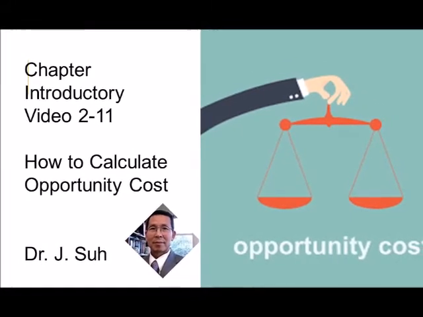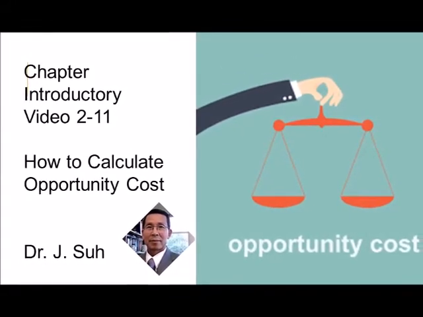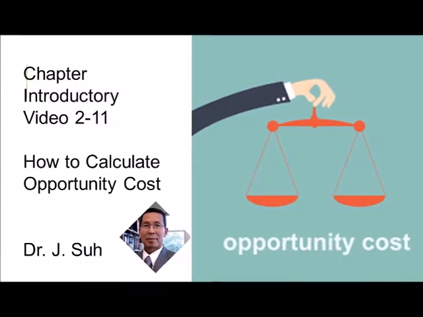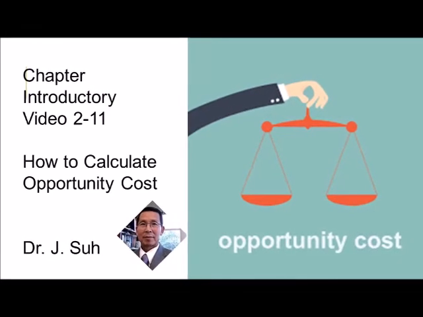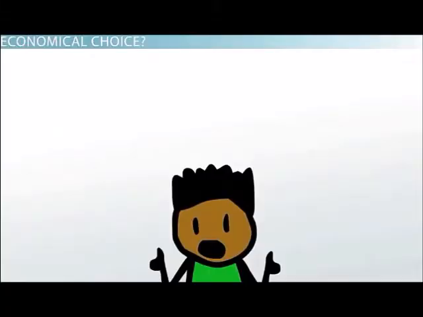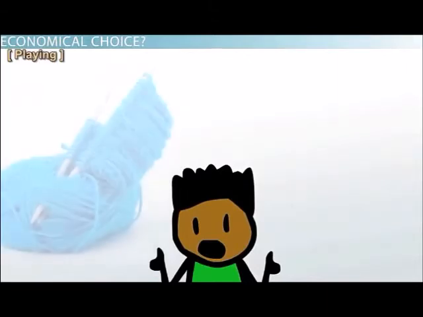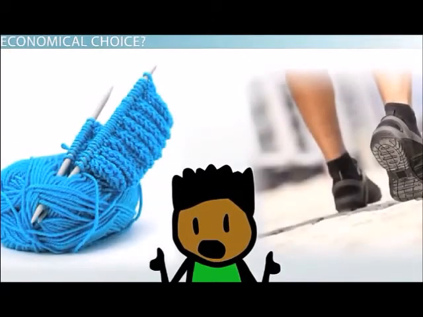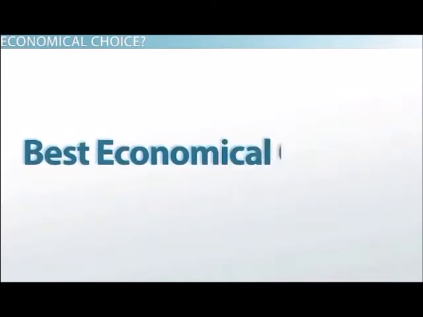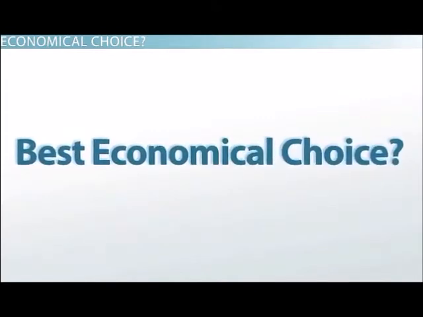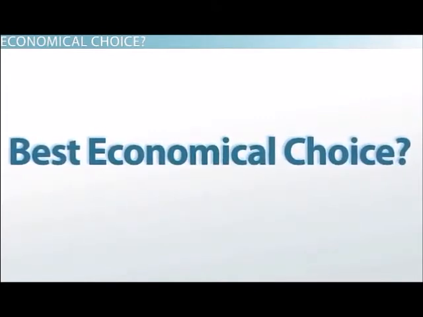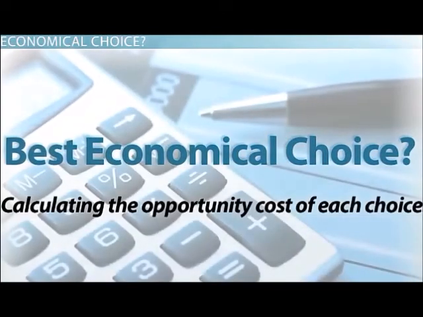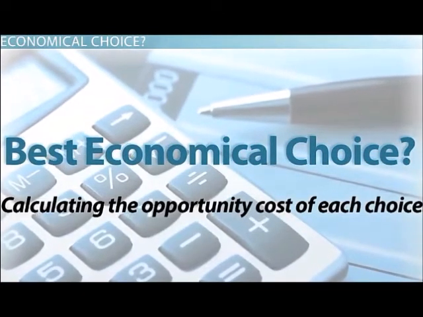So now we have a choice between two alternative possibilities. We can either choose one thing or another, but not both. For example, we could choose to spend our time knitting or walking, but not both. How do we know what the best economical choice is? By calculating the opportunity cost of each choice.